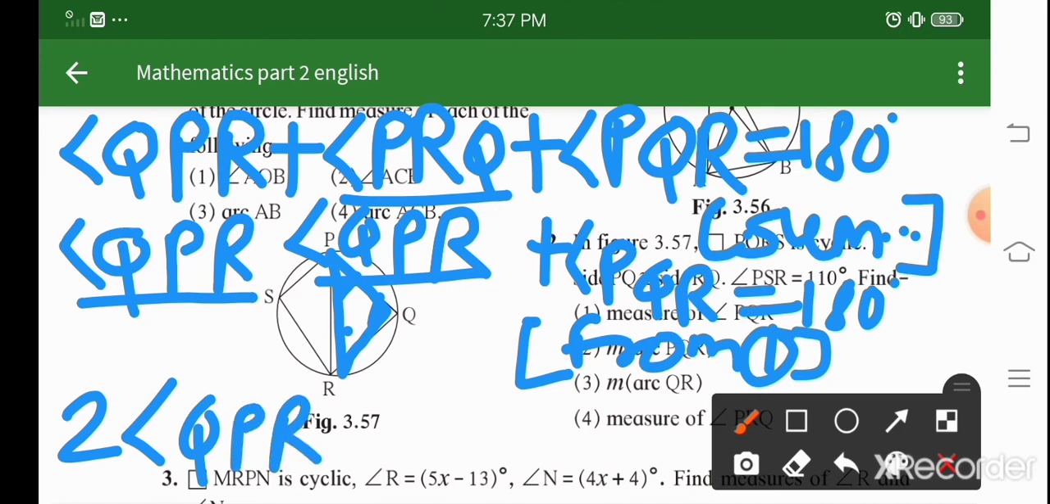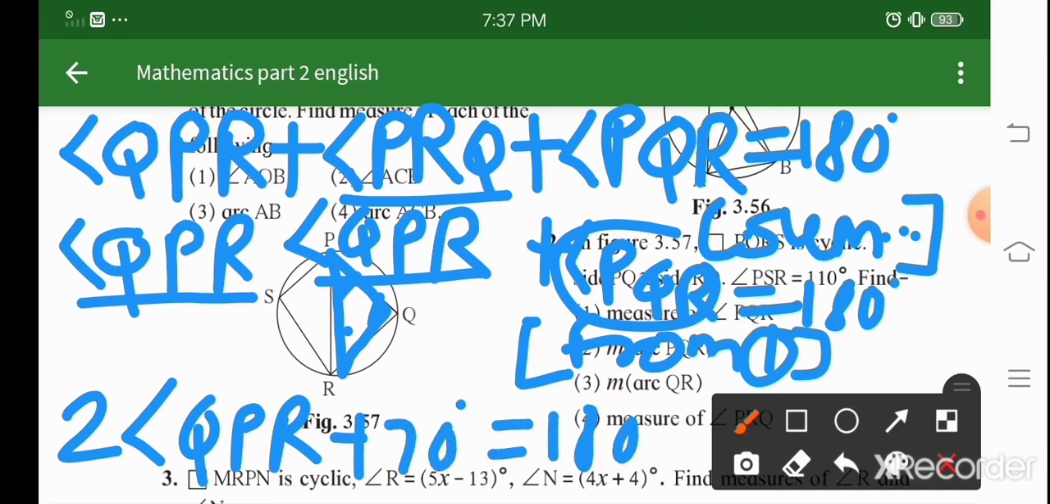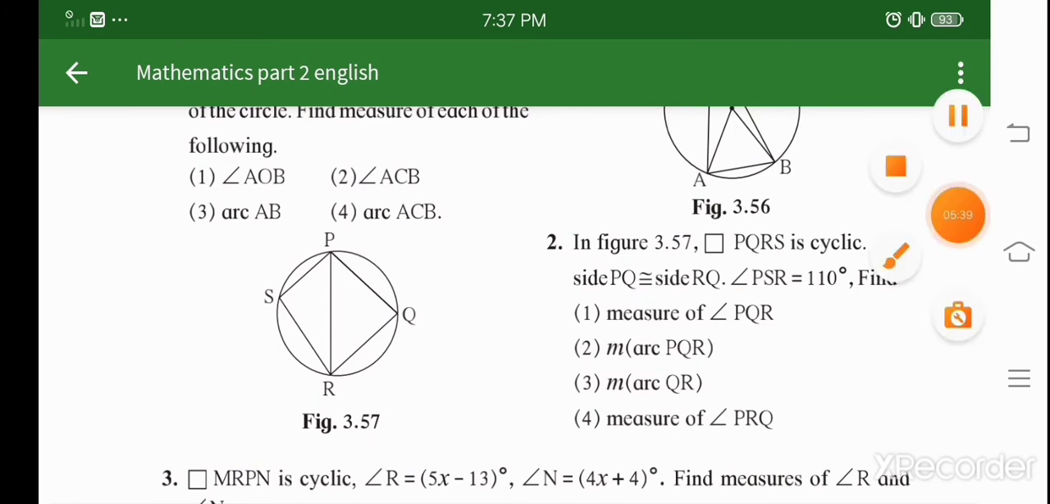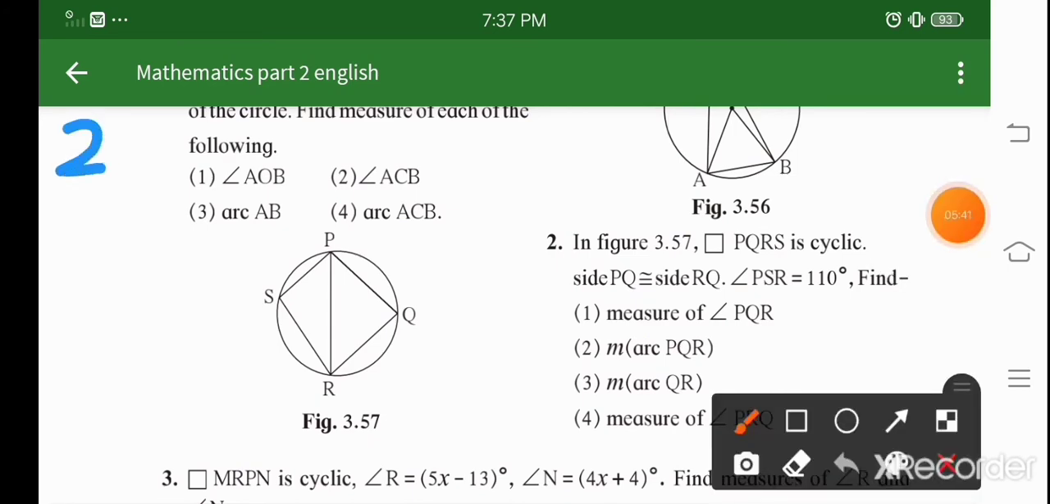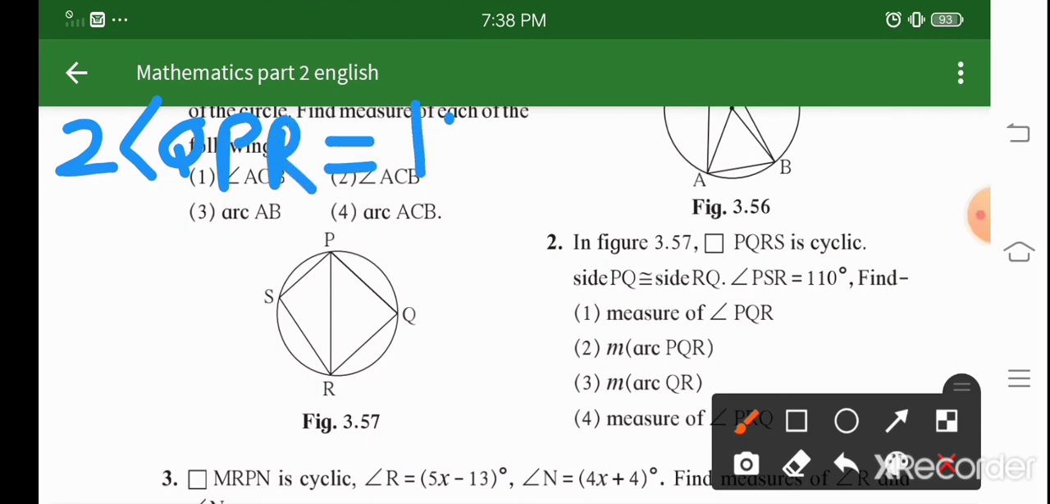2QPR. And this PQR, we have the value of that PQR, that is 70. So just write 70 is equal to 180. Now when you take this 70 to this side, it will become 110, because we will have to subtract this. So in the next slide, just write over there 2QPR is equal to 110.